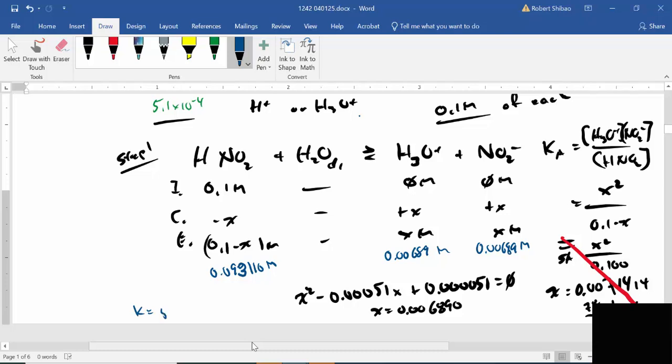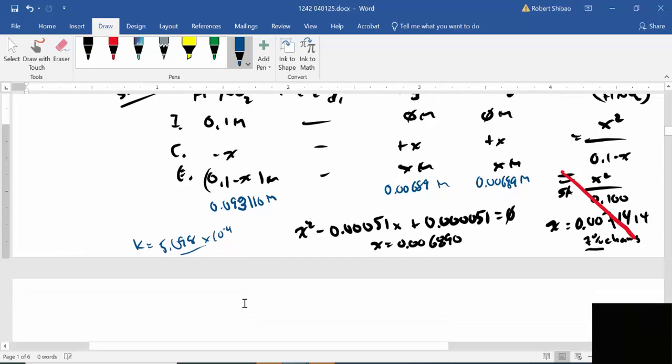And it comes out to 5.098 times 10 to the minus 4. It should be 5.1. So 5.098, that'll round to 5.1. That's close enough for us. So this checks out.